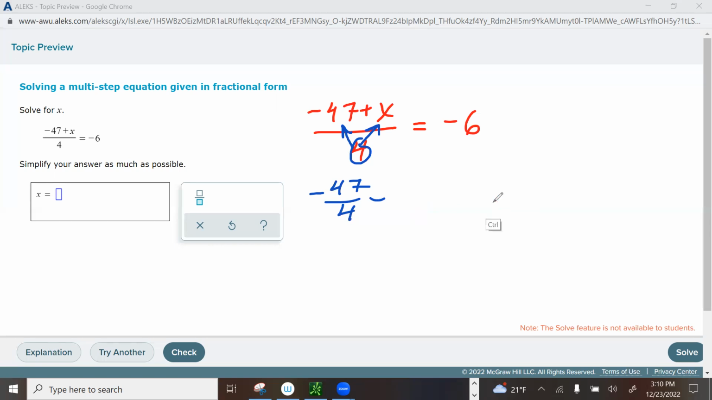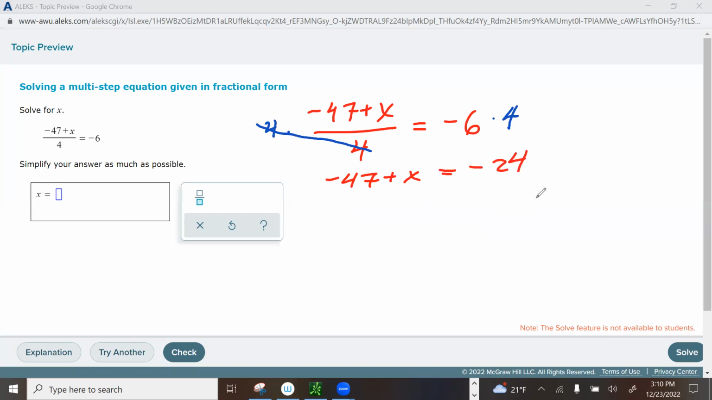Another way to do it would be to say, I'm just going to multiply both sides by 4 because the variable is being divided by 4. The opposite of that is multiplying by 4. And in that way, these 4's cancel. And I get negative 47 plus x equals negative 24. I know that it goes against your wishes, but there were no fractions there. Sorry about that. So then I would add 47 to both sides because minus 47 plus 47 is 0. And so we get x equals 23-ish.